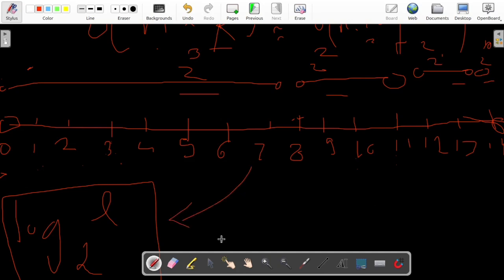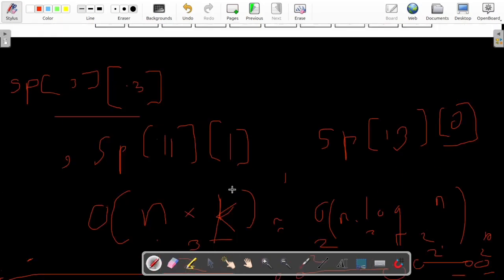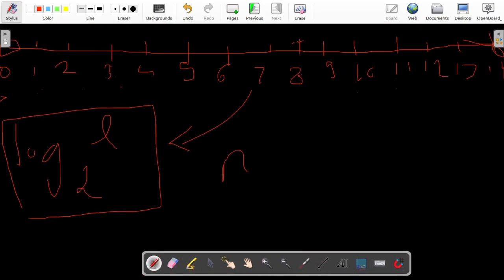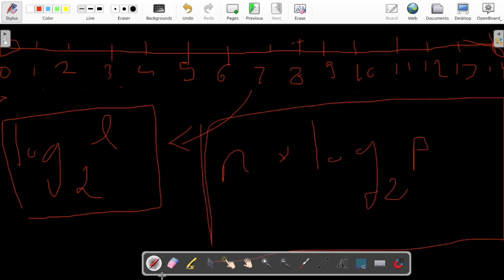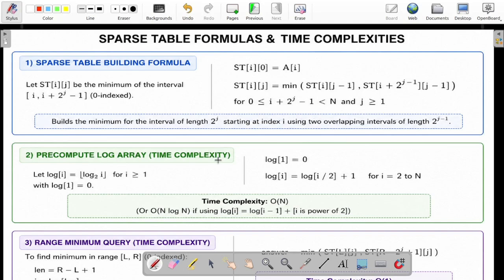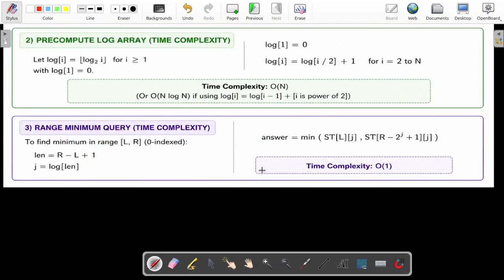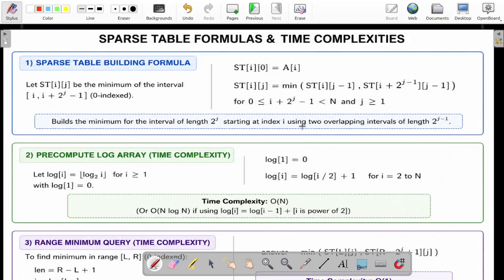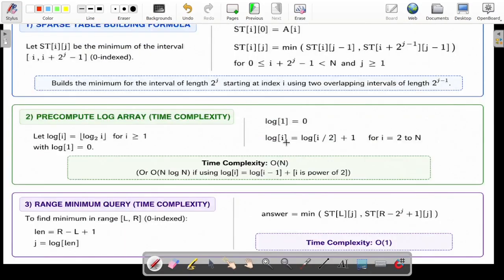I hope now you get this part. It is a bit confusing, but rewatch this part again. You will definitely get how the time complexity of building a sparse table is this. So this is the time complexity of building a sparse table. We will see what this log array is when I show you the implementation of the sparse table.